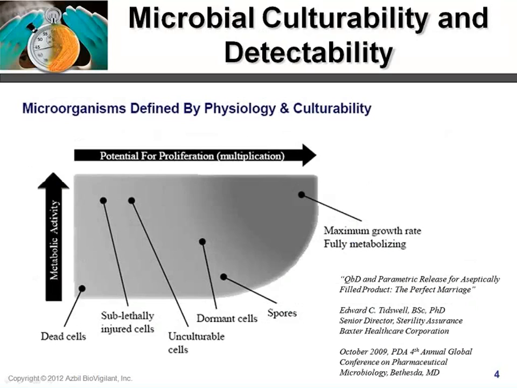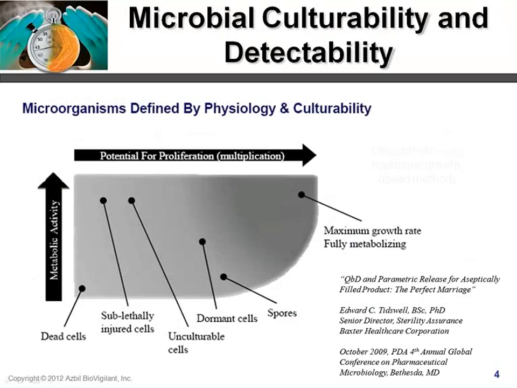So let's talk real briefly about that. I don't have time to cover VBNC exhaustively here, but we can reference some material that's been previously presented at pharmaceutical industry meetings, like this graphic from Dr. Ed Tidswell of Baxter. Basically what he's showing here is a map of microbes across all possible metabolic states and their potential for growth. You have everything from a dead microbe in the lower left corner of his graphic to an actively growing colony in the upper right-hand corner of the graphic.